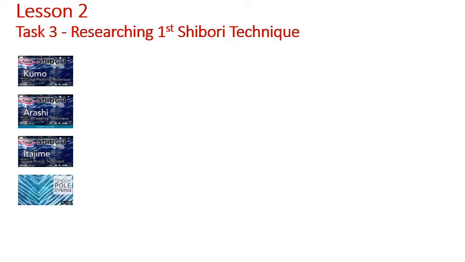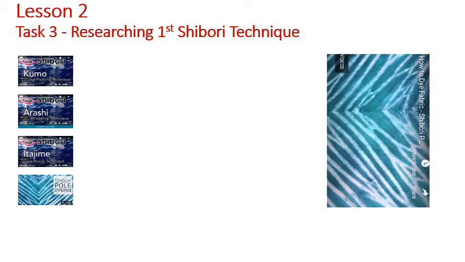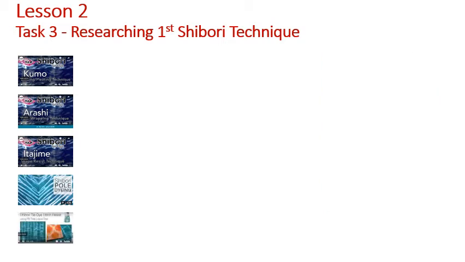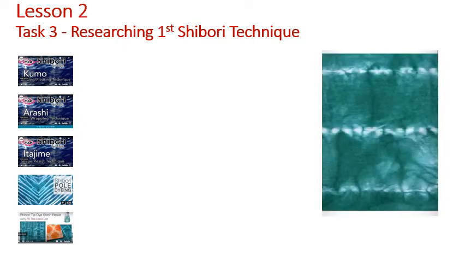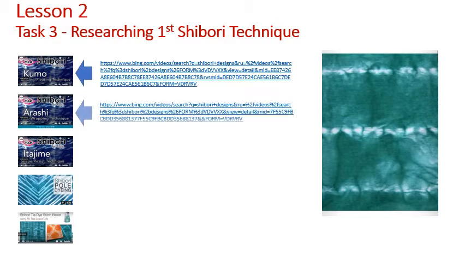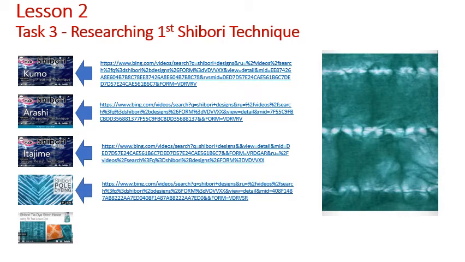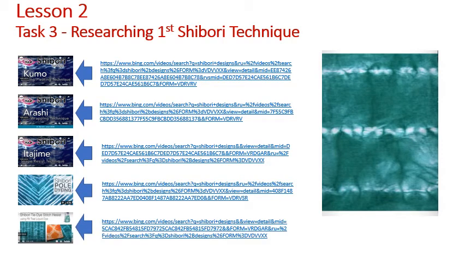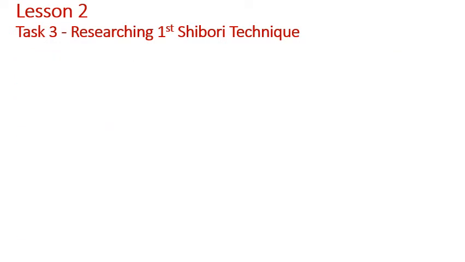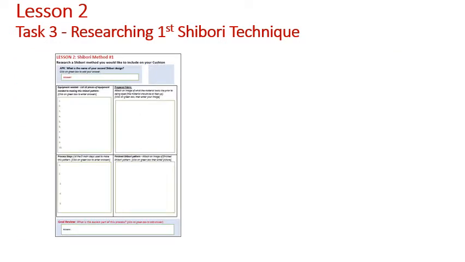There's also pole dyeing, where you wrap cloth around a pole and gather it, and then you wrap it up with tape or with string. And there's also Shibori patterns where you can add stitches and gather those stitches. Now all of these techniques are available on YouTube, and you need to select one for this particular worksheet in order to fill all of the information in.